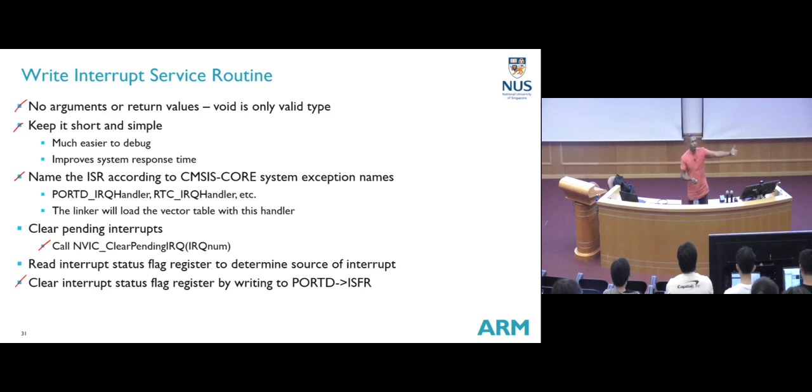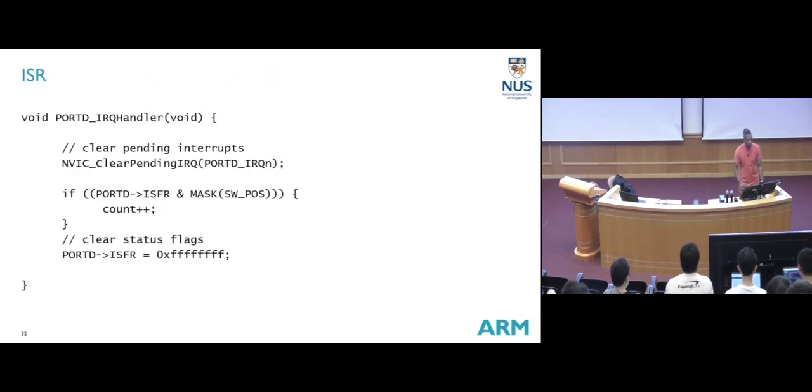If you remember, the NVIC tells the processor that there's an interrupt. So when I finish, I need to update the status flag to tell the NVIC that it's already done, that I already finished what I'm supposed to do for the interrupt. So how do I do that? I need to do two things.